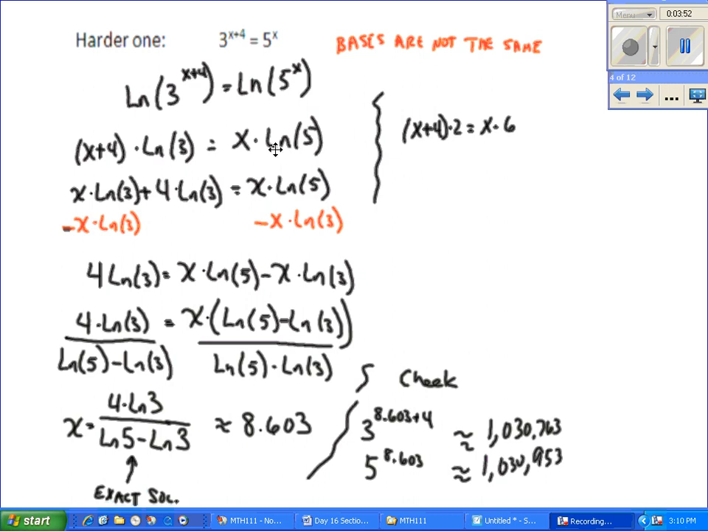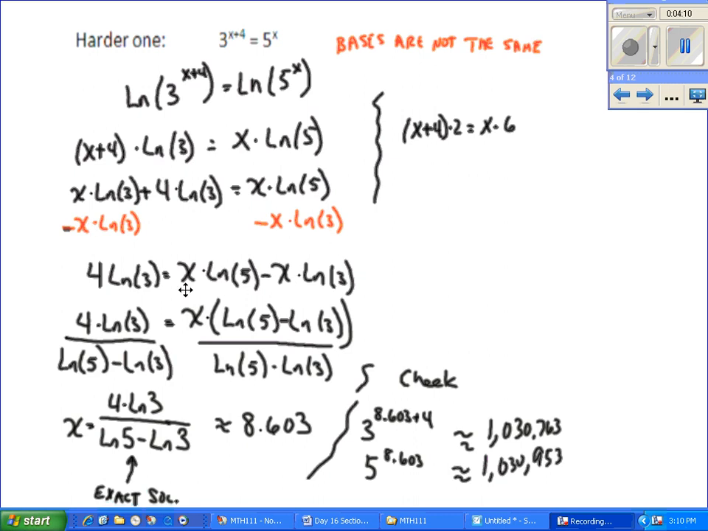Just keep reminding yourself the natural log of 5 is just a number, the natural log of 3 is just a number. And you could approximate those numbers on your calculator just to remind yourself of that. So what I'd do here is distribute, and then I want to get both my terms that have x's on the same side, so subtracting this over.